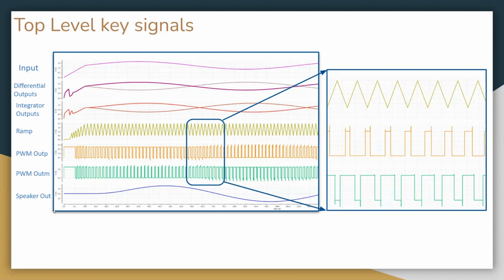So let's go over a few of our key signals. At the very top is our sinusoidal input. Below that is the differential output of the differential amplifier. After that are our integrator outputs, and then the ramp. After that, we have two of our output PWM signals, and finally, we have the speaker output. On the right, we are showing a magnified image of the ramp and two of our PWM signals. As you can see, the width of our PWM is varying as per the input signal.